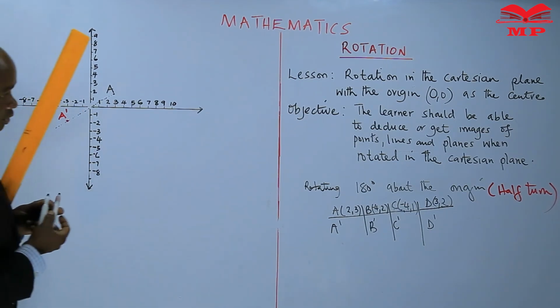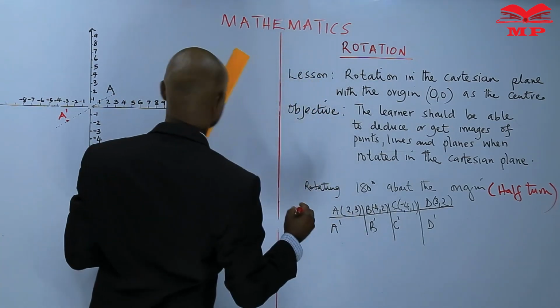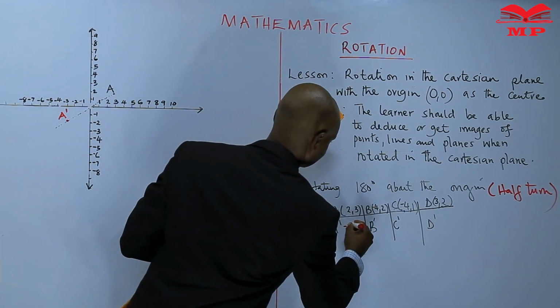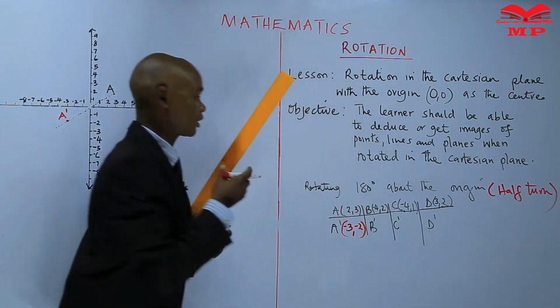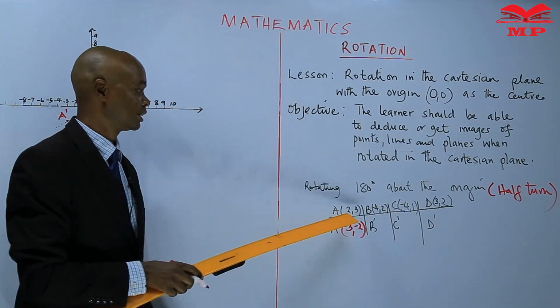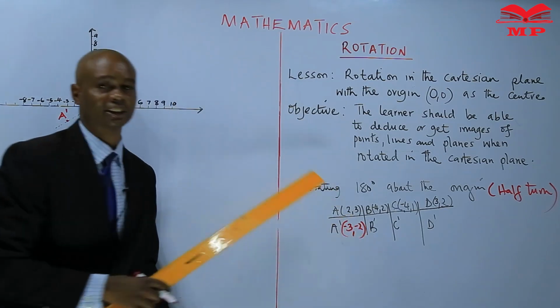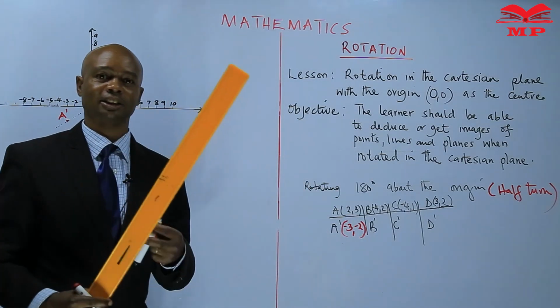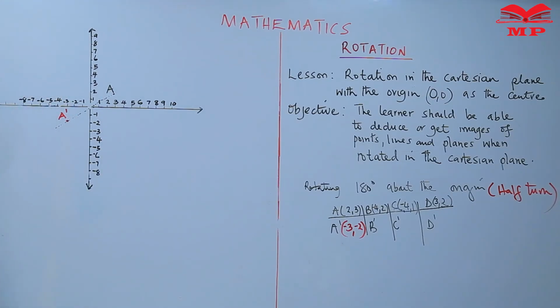Correct. So our image will be negative 3, negative 2. A curious learner will discover something is happening. If I take the coordinates of A, they interchange and the sign changes. Let's see whether that will be the same for the second point B.